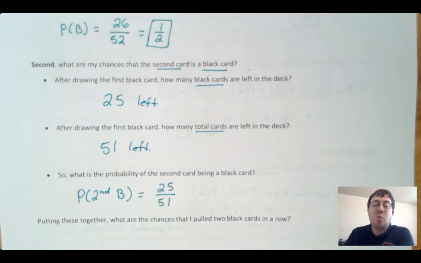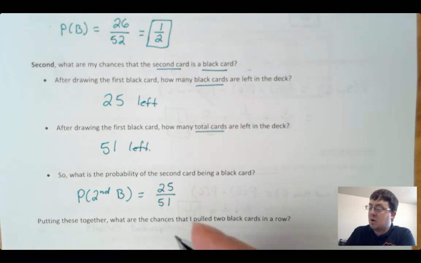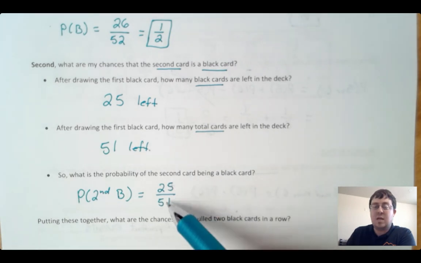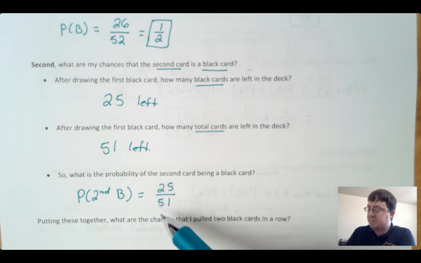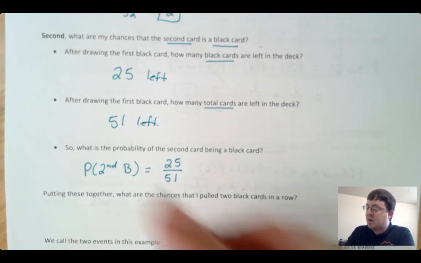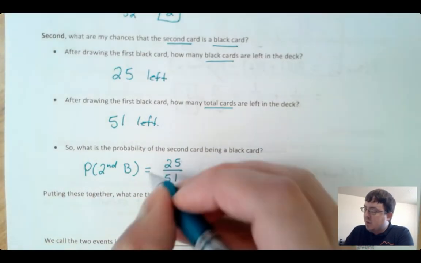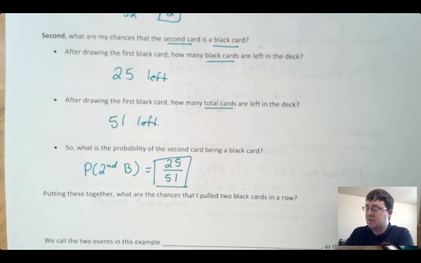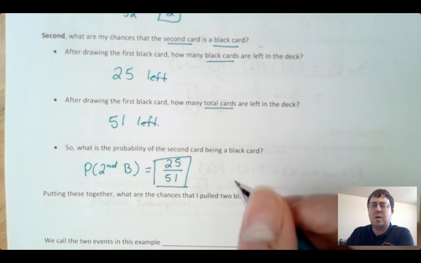It is not 1/2 again. The probability of getting a second black card is no longer 1/2 because there are fewer black cards now, but there are also fewer cards in the deck. 25 over 51 is not 1/2. So the probability of the first black card is 1/2, and the probability of the second black card is 25 over 51.